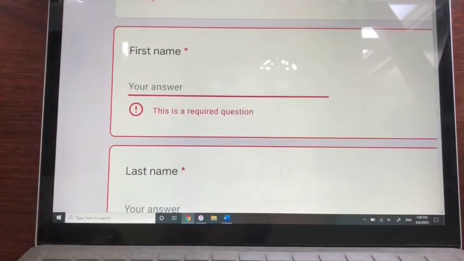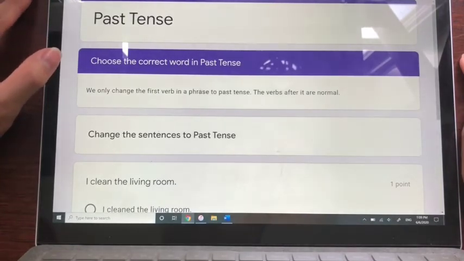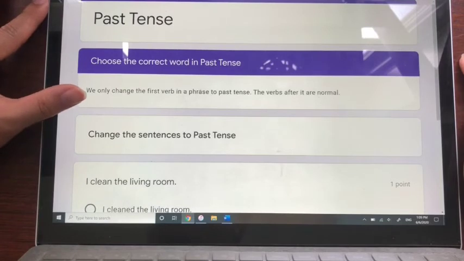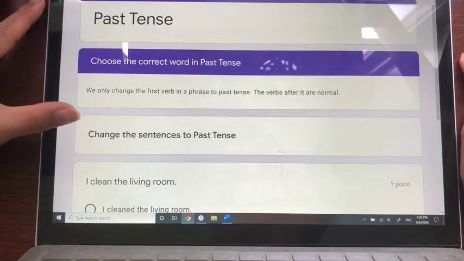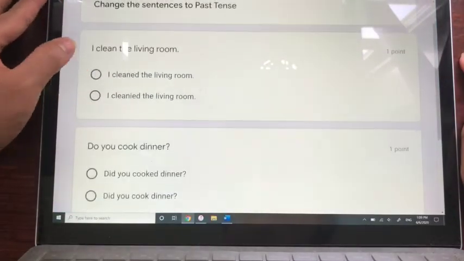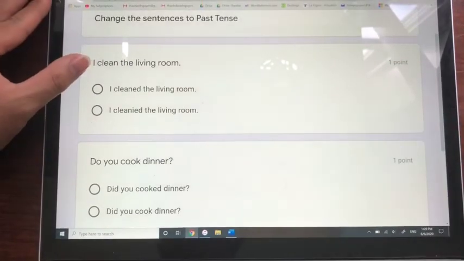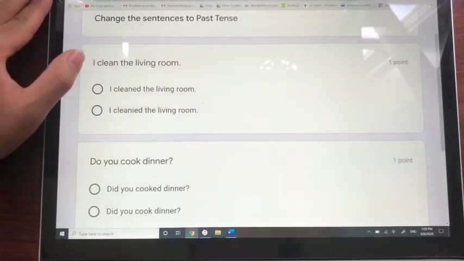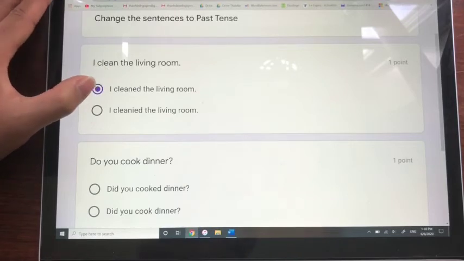Okay, the next part. Here, we want to choose the correct word in past tense. Remember, we only change the first verb in a phrase to past tense. The verbs after are normal, they're regular. Okay, so 1. I clean the living room. How do we write this in past tense? Clean is a regular verb, so we write ED. I cleaned the living room.